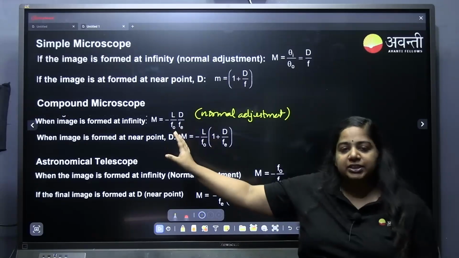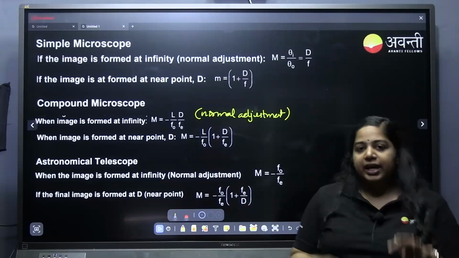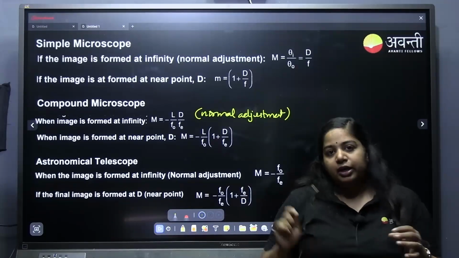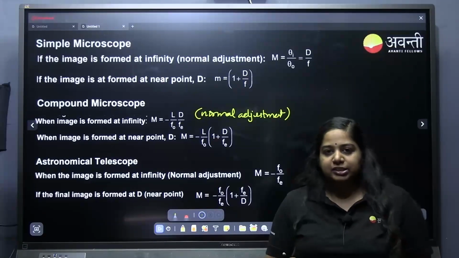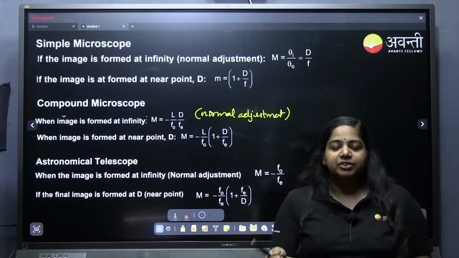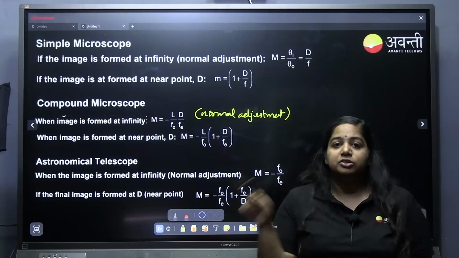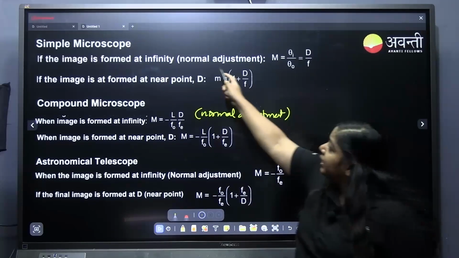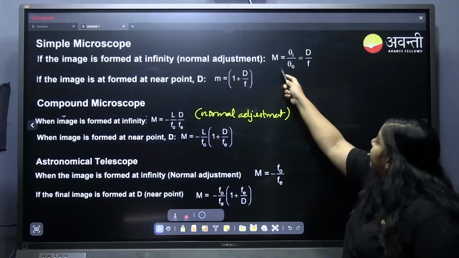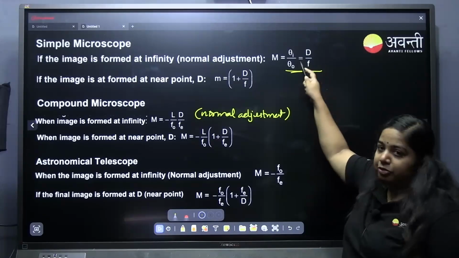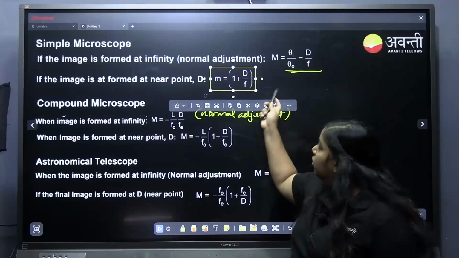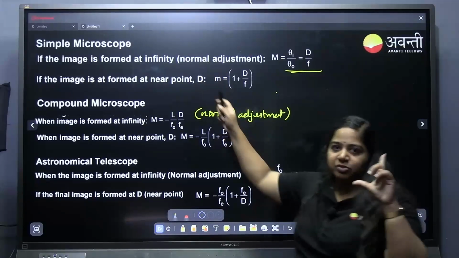If nothing is specified in the question, if they are not saying the image is formed at infinity or at the near point, you have to assume it is normal adjustment and apply the formula. If the image is formed at infinity, magnification is equal to d by f. If the image is formed at the near point, magnification equal to, for a simple microscope, which is just 1 lens.